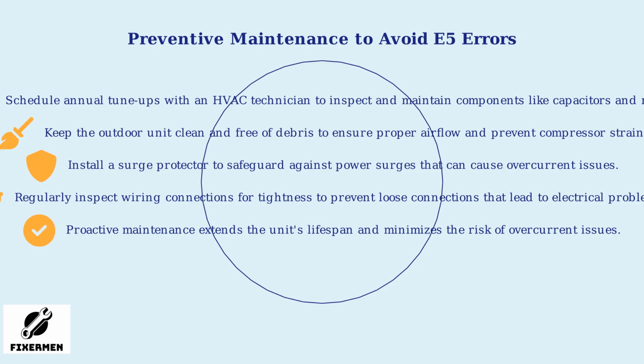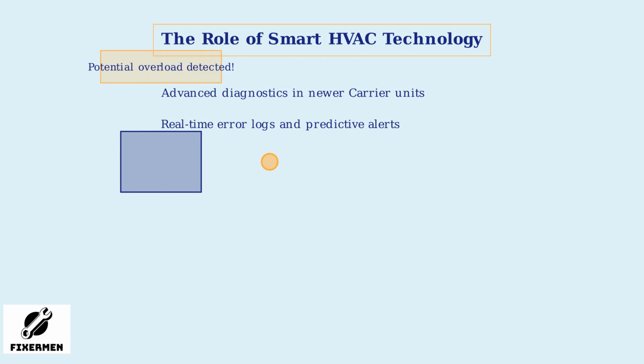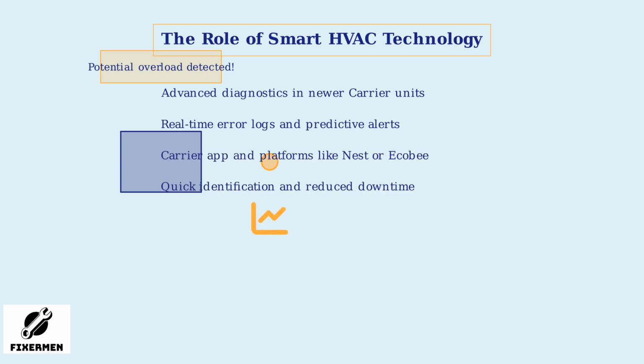Newer Carrier units incorporate smart HVAC technology that revolutionizes how we handle error codes like E5. These advanced systems go beyond basic diagnostics by providing real-time monitoring and predictive capabilities. The smart technology enables real-time error logs, allowing technicians and homeowners to access detailed system data instantly. Even more importantly, it provides predictive alerts that can notify you of potential overloads before an E5 error actually occurs. Integration with apps like the Carrier app or compatible platforms such as Nest and Ecobee makes identification and resolution much faster.